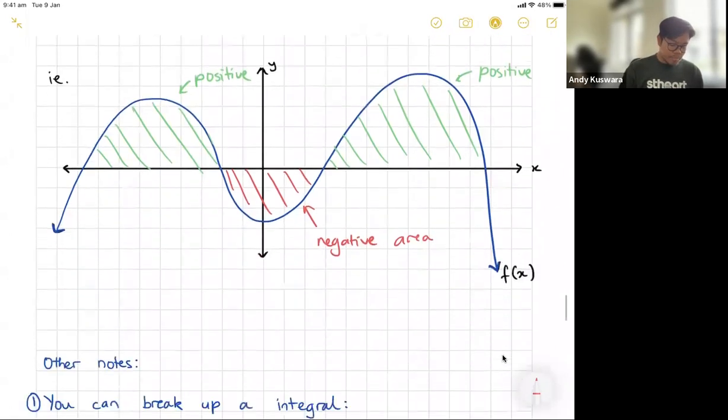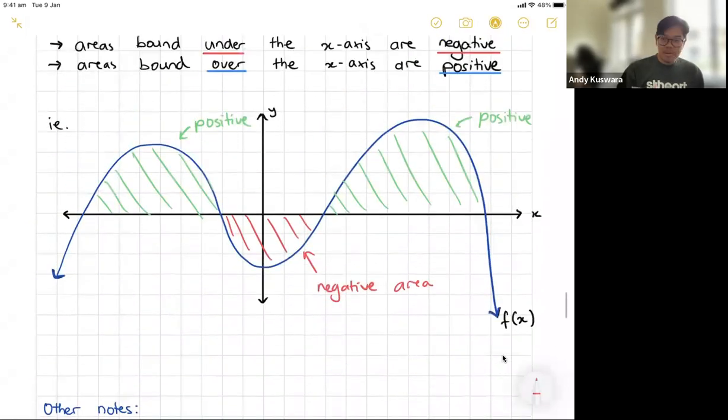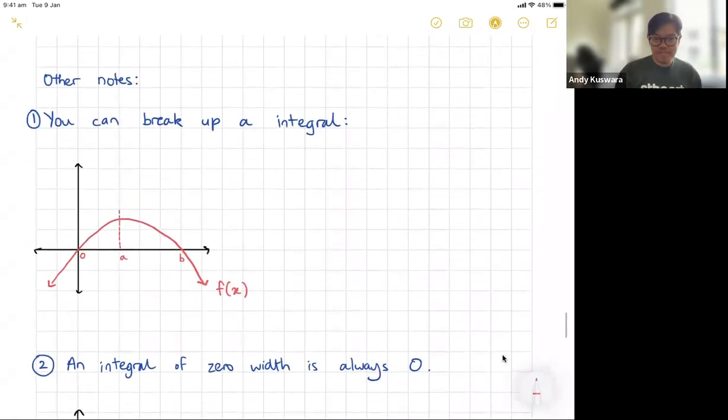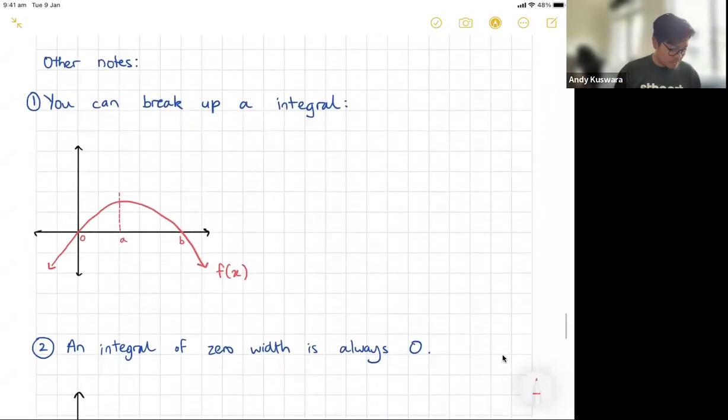Now, I'm going to go through a whole bunch of other notes that you can do with integrals. They will become handy as you get into more and more difficult integrations. But for now, it's going to be a little bit dry, so hang tight with me.